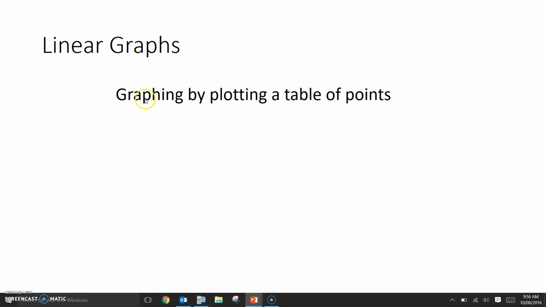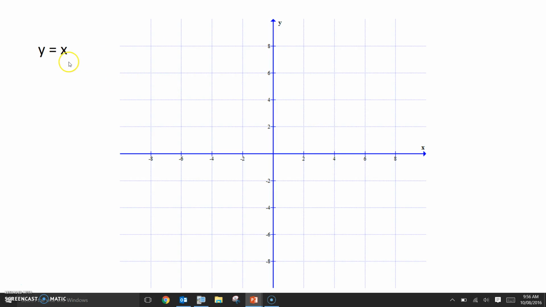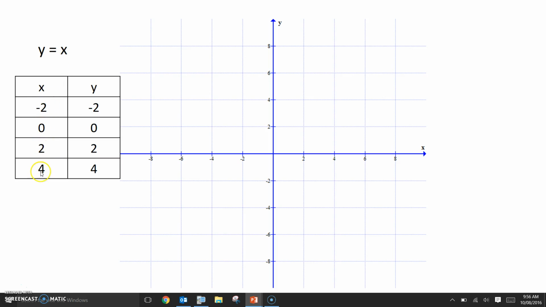Okay, we're going to start with plotting linear graphs by plotting a table of points. They probably did this about grade 7. We get the equation y equals x. That means you pick a value for x and the value for y will be the same. Then you put those points, so -2, -2, on your graph, and since this is a line, we join up all the points. So y equals x is true for these 4 points, but it's actually true for every point along that line. There's an infinite number of points along there.